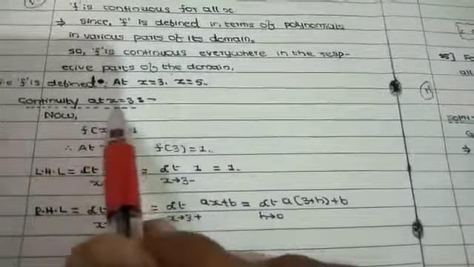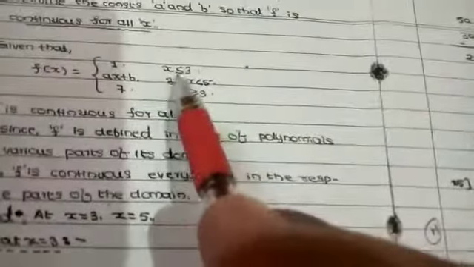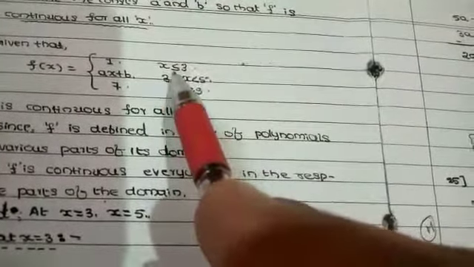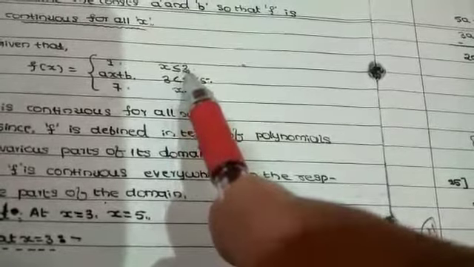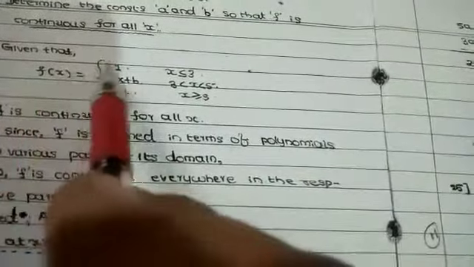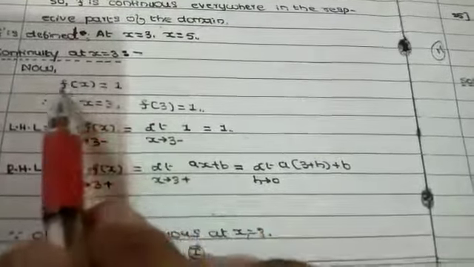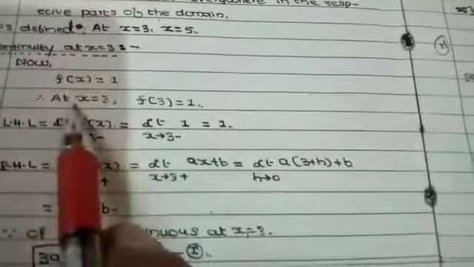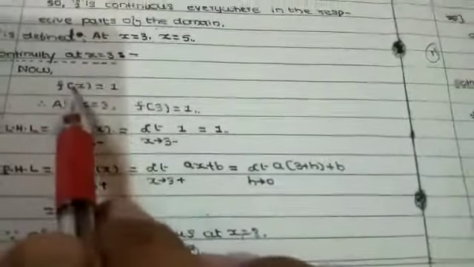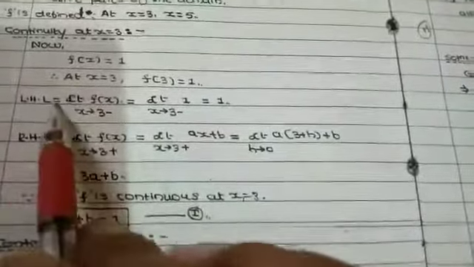First, you have to consider the continuity at the point x equals 3. At the given point x equals 3, see here x is less than or equal to 3. X is equal to 3 means what they have given, f of x equals 1. So that only you have to consider, f of x equals 1. In this equation, if x equals 3, if you substitute, f of 3 equals 1 only.